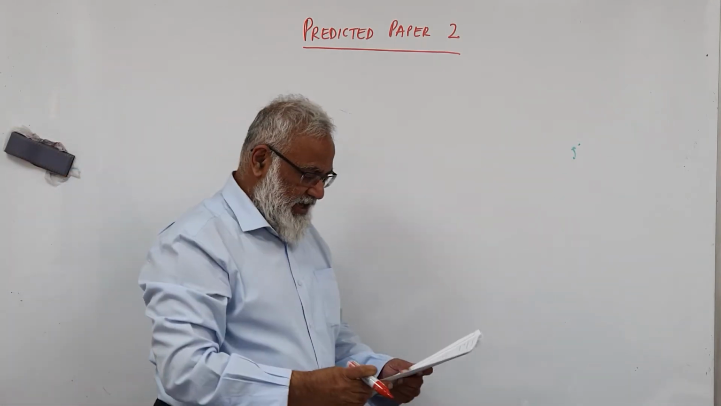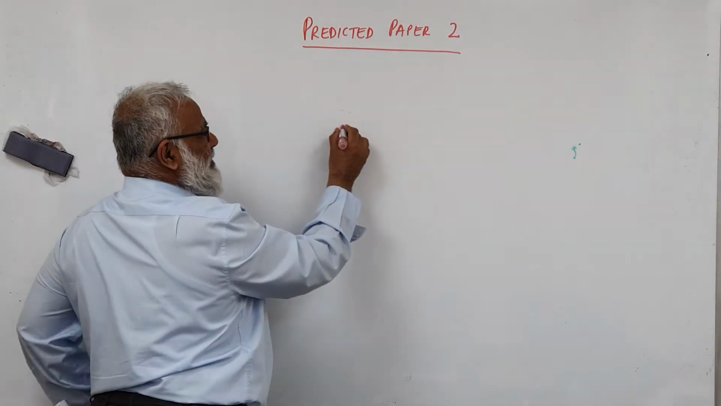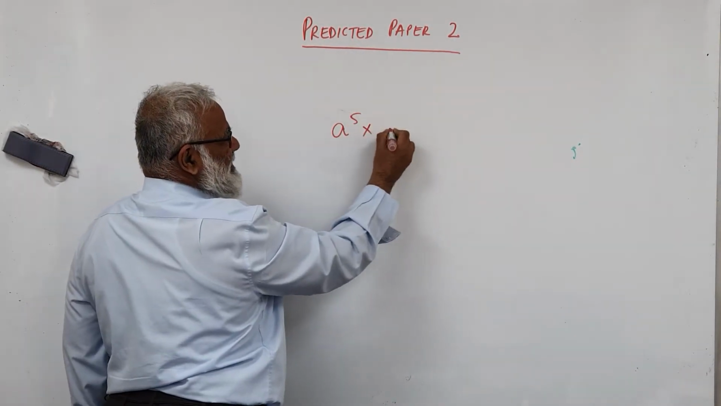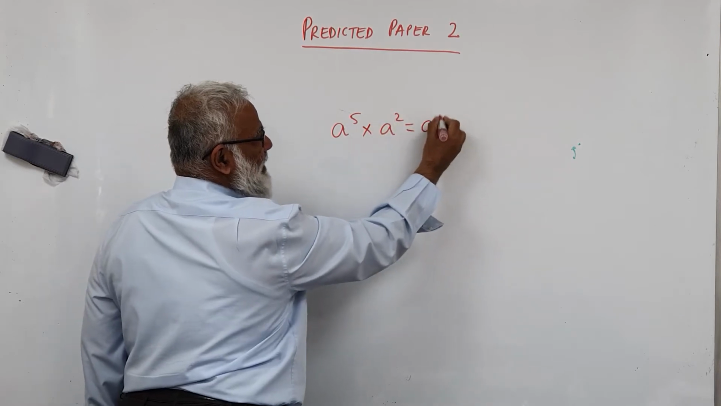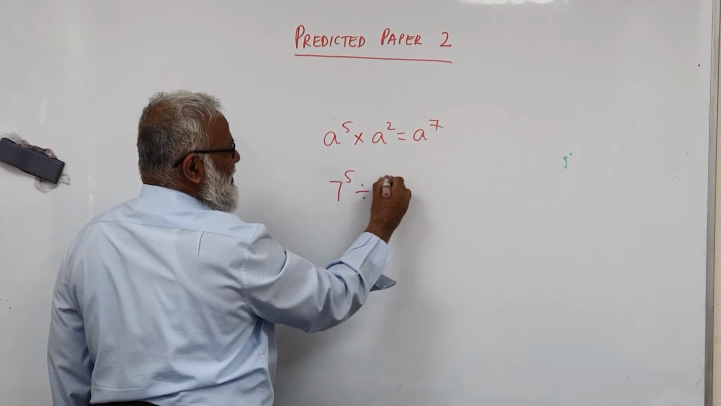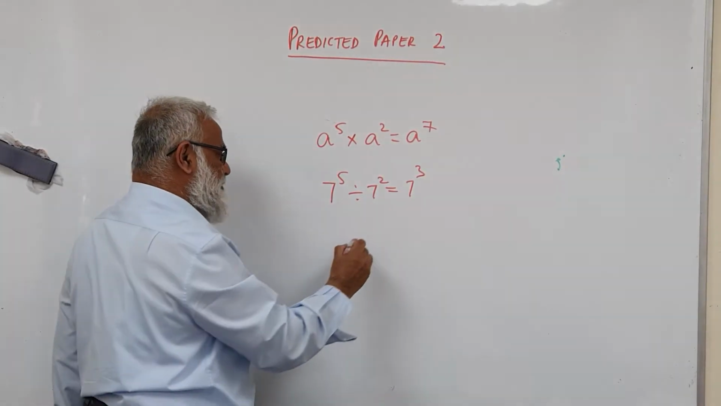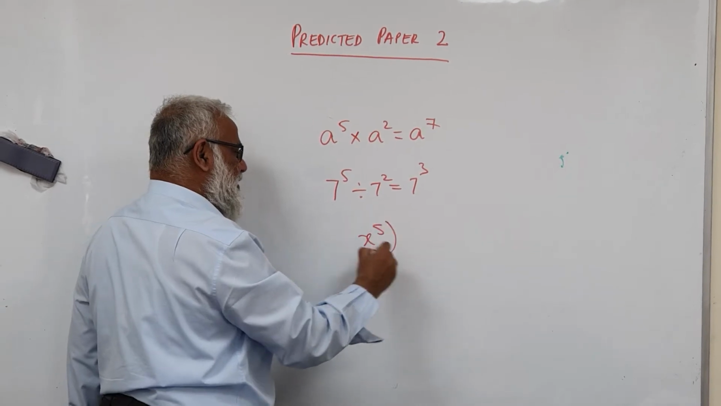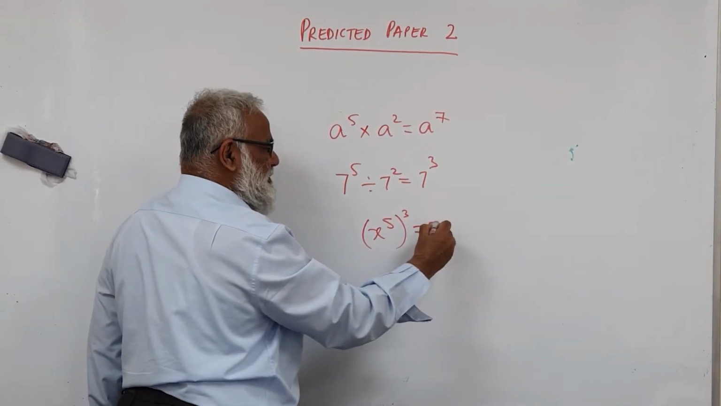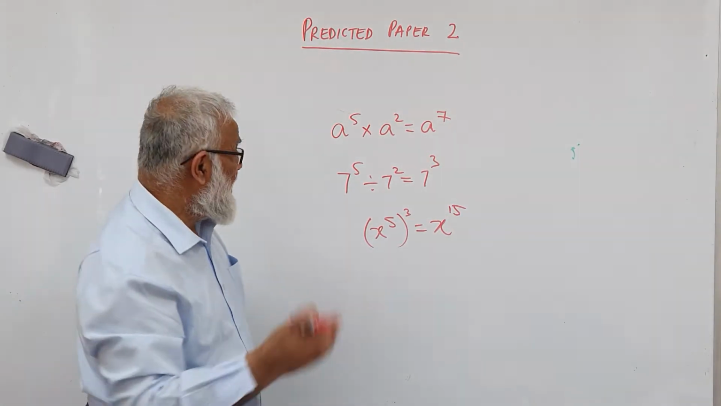Next. The next question is a simple indices. If the numbers are given as a times, you add the power. If the numbers are given as a divide, you take away the power. And if the numbers are given as a power of a power, then simply times the power. So that's that type of indices.